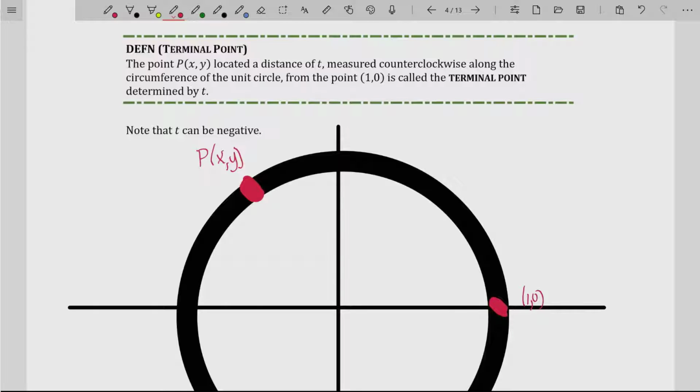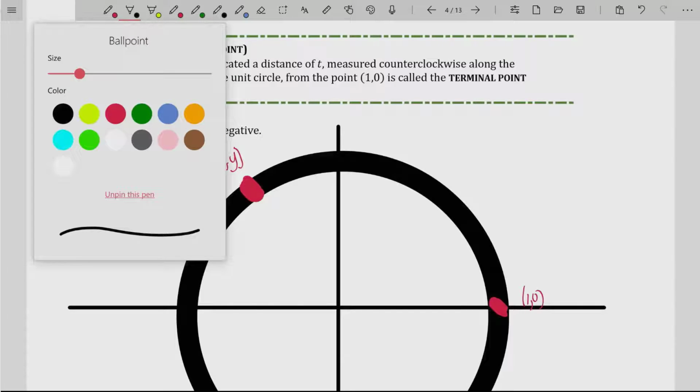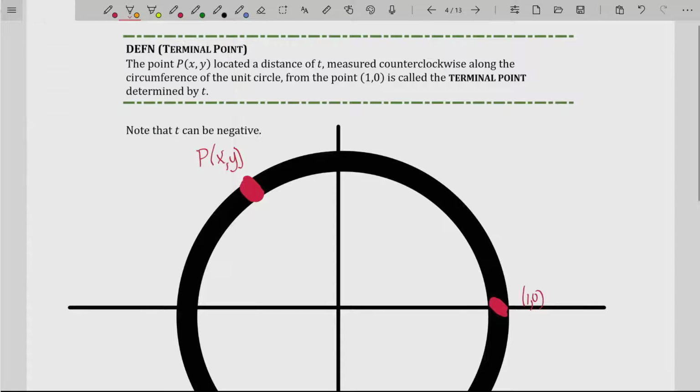And so we want an arc length from that point counterclockwise to the point P. So let me get that going here. This distance right here is what we would call an arc length. And we're going to label that distance t. So P, which is the point x comma y, is the terminal point determined by t, because t is just a length along the circumference of this circle, and it ends or terminates at the point P, and that's why we'd call P the terminal point determined by t.